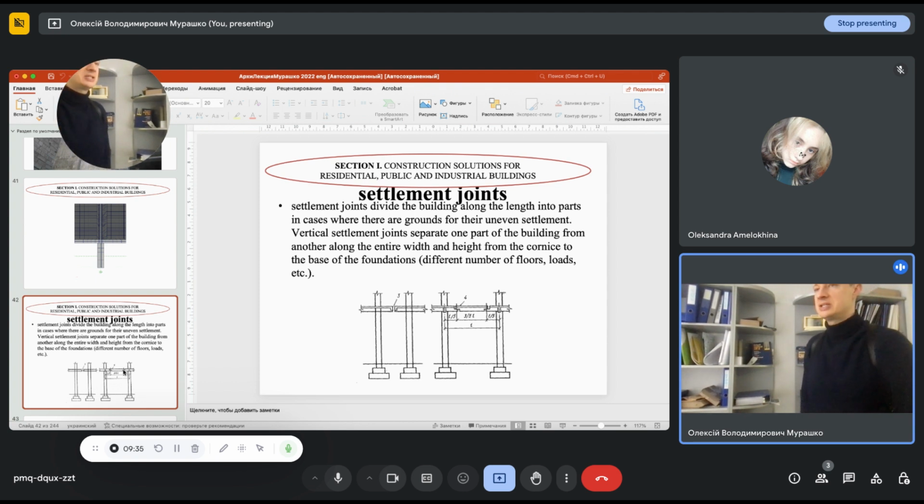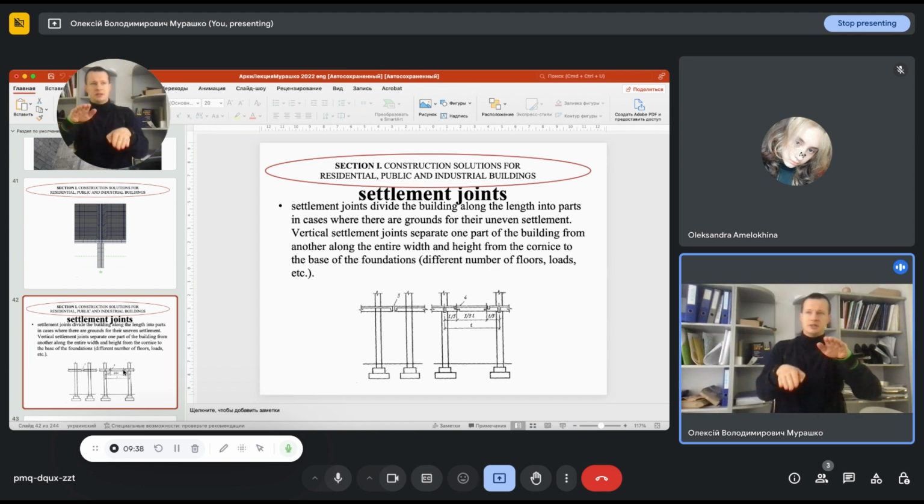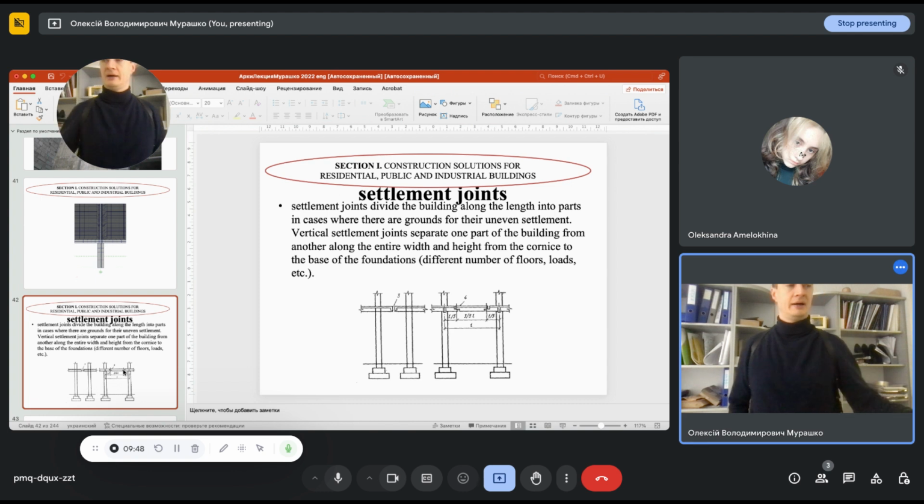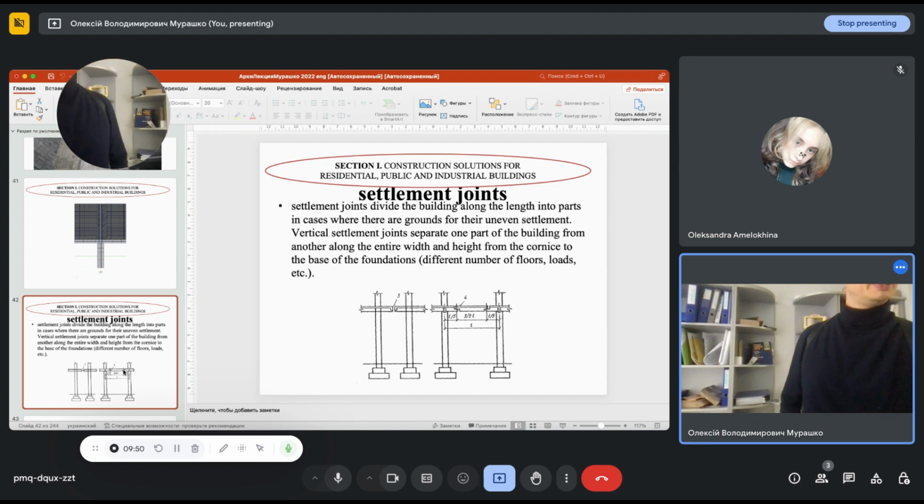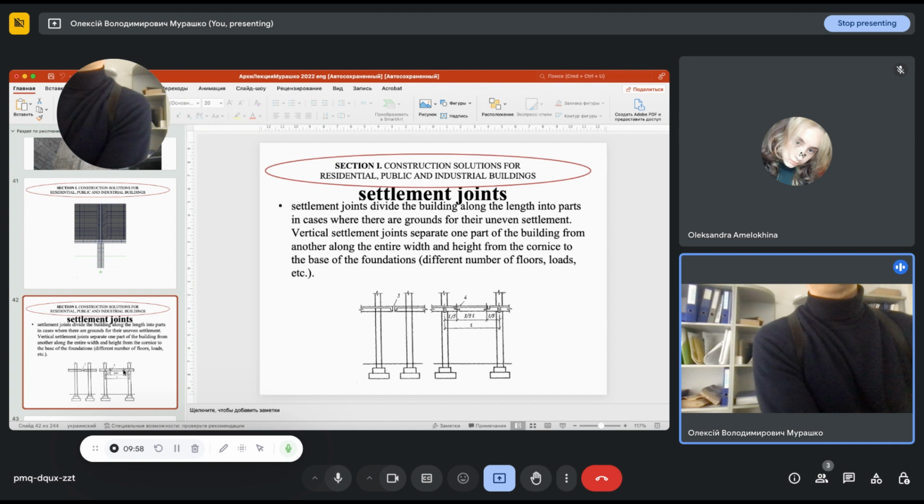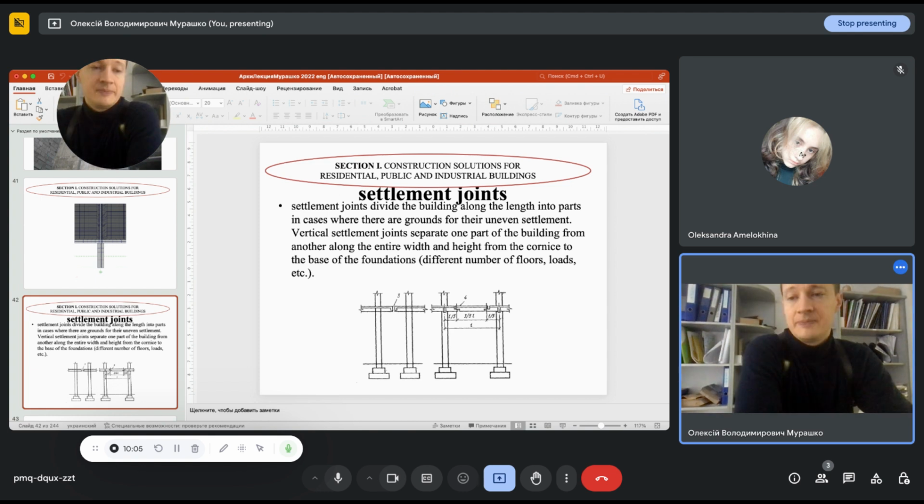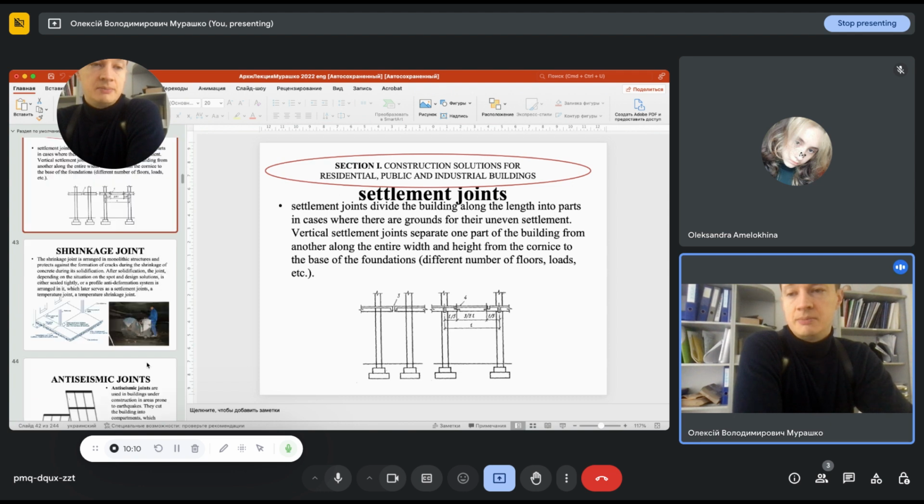For these cases, when we have uneven deformation caused by uneven loads on the ground, we can find the solution by splitting the building into parts, and those various parts have to be separated from each other, including the foundation. The main difference between a settlement joint and a temperature joint is that our foundation also has to be divided by the joint.